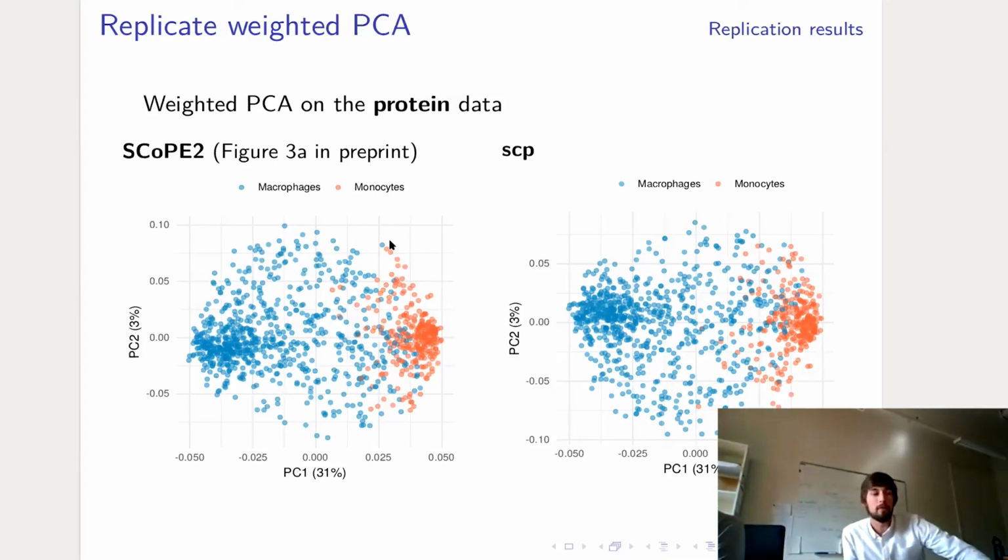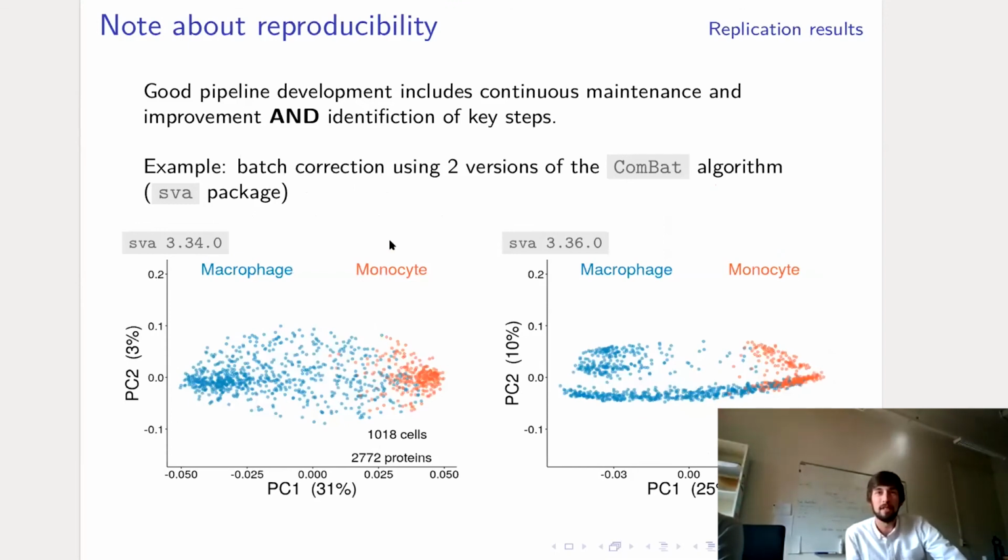I'll finish my part with a small note about reproducing data analysis. Identifying key processing steps is essential for reproducible work. So good software development includes continuous maintenance and improvement. And small changes in the implementation of an algorithm can impact the reproducibility of an analysis.